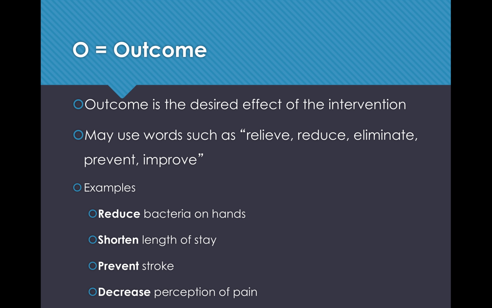The O stands for outcome. Outcome is the desired effect of the intervention. In outcomes, you may use words such as relieve, reduce, eliminate, prevent, or improve. Some examples include reduce bacteria on hands, shorten length of stay, prevent stroke, or decrease perception of pain. These may all be desired outcomes in a PICO statement.